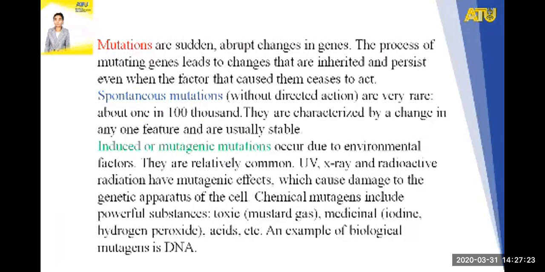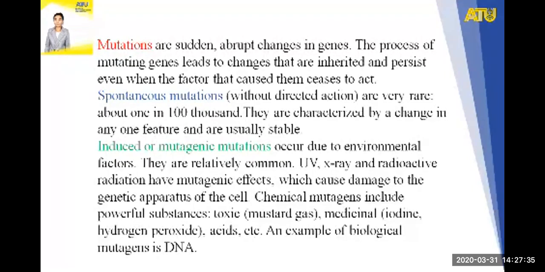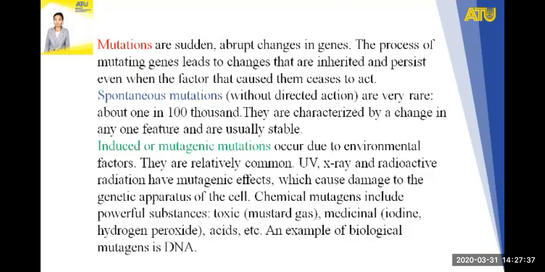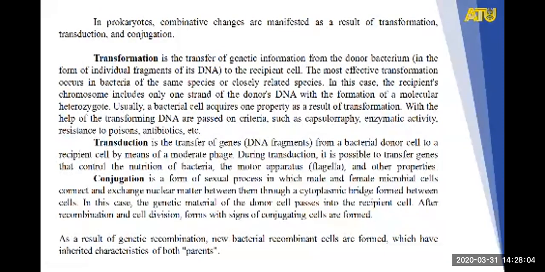And induced or mutagenic mutations occur due to environmental factors, and they are relatively common. Ultraviolet, X-ray, and radioactive radiation have mutagenic effects, which cause damage to the genetic apparatus of the cell. And chemical mutagens include powerful substances, toxic substances, medical acids, and others. In prokaryotes, combinative change includes transduction, conjugation, transformation, and others.